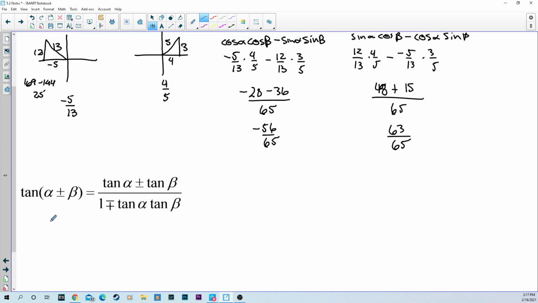Now the angle addition for tangent, the pattern is tangent of alpha plus tangent of beta over 1 minus tangent alpha times tangent of beta.